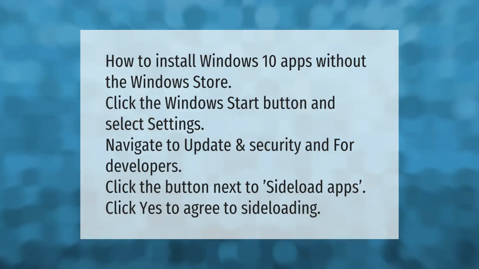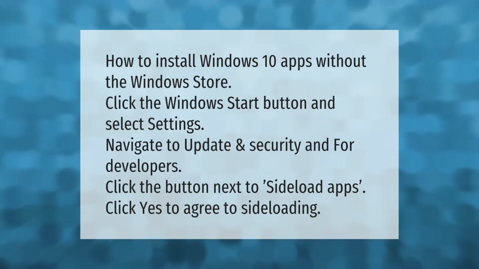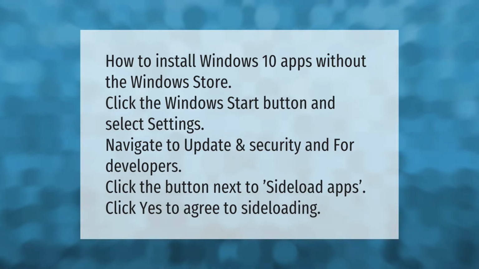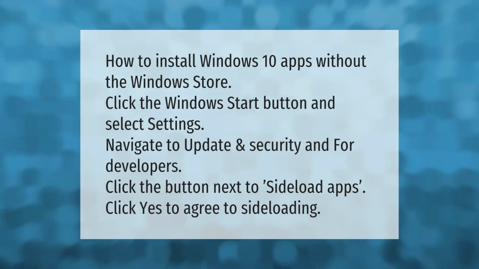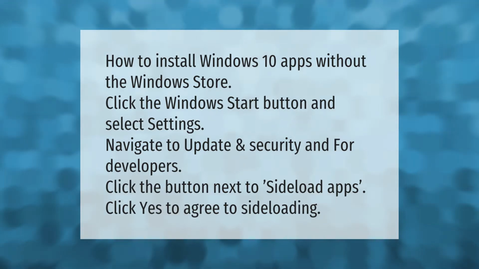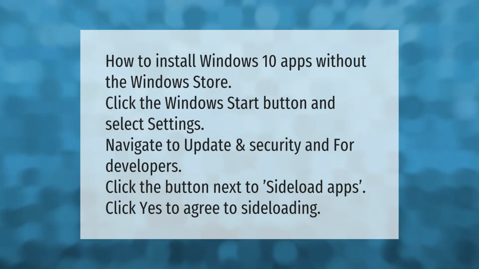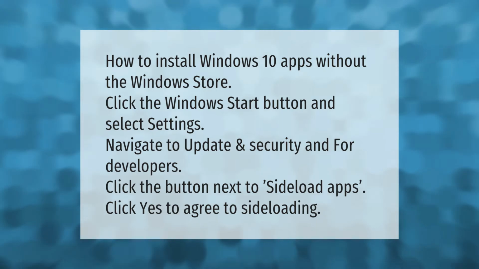How to install Windows 10 apps without the Windows Store. Click the Windows Start button and select Settings. Navigate to Update and Security and for Developers. Click the button next to Sideload Apps. Click Yes to agree to sideloading.